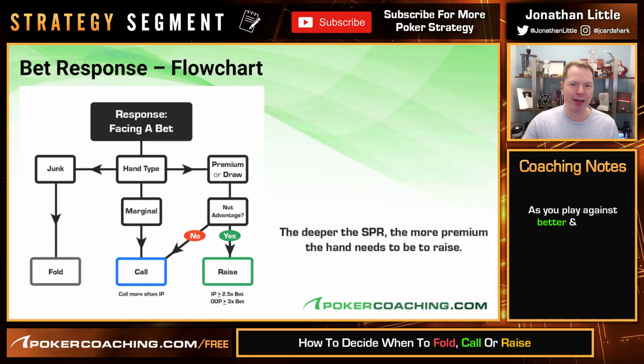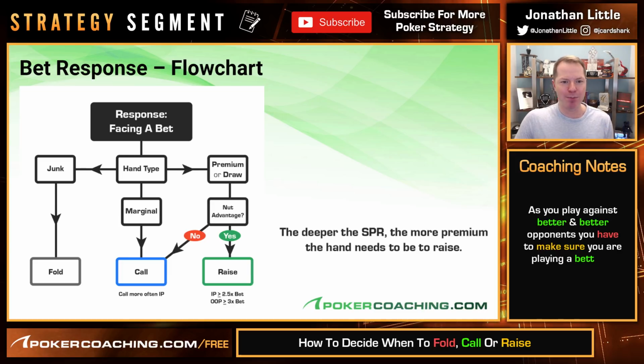And as you play against better and better opponents, you have to make sure you are playing a better and better strategy. And following this flowchart will ensure you are doing that.